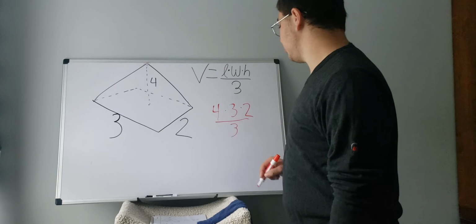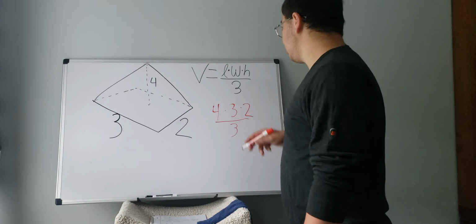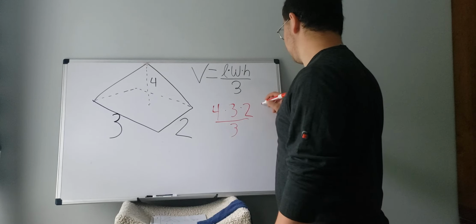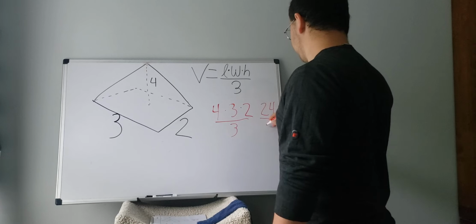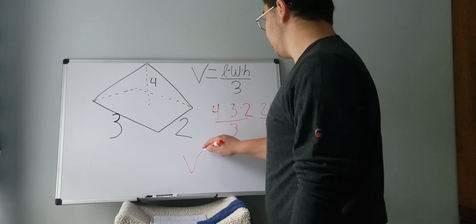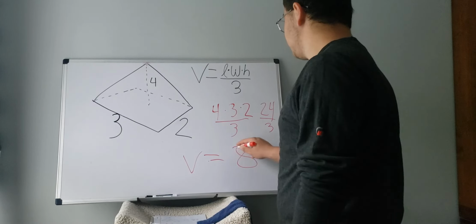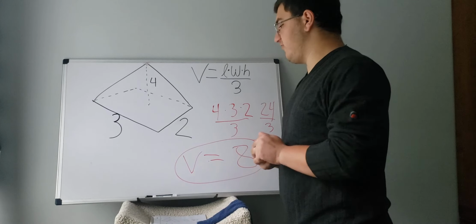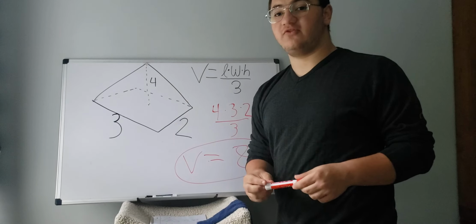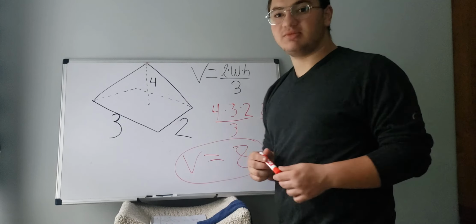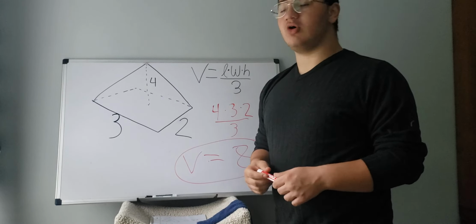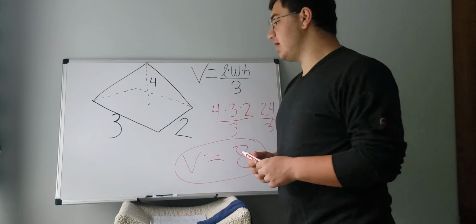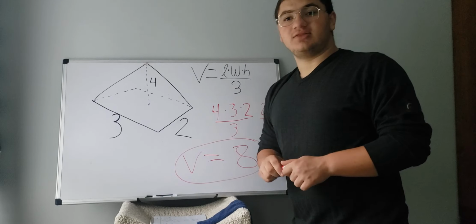Now let's just multiply straight across. 4 times 3 is 12. 12 times 2 is 24. We're going to divide it by 3, giving us a volume of 8. And remember, if it has any sort of denomination of measurement, you would put that same denomination with a cube over it, because that is the volume. If it is the area, you would square it. Let's get on with the final example.